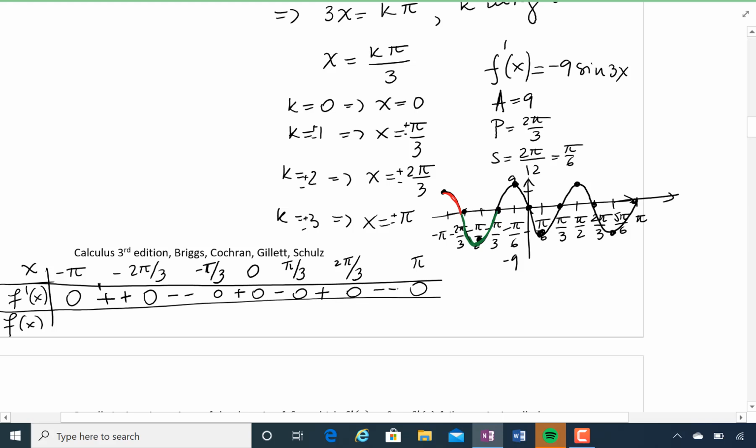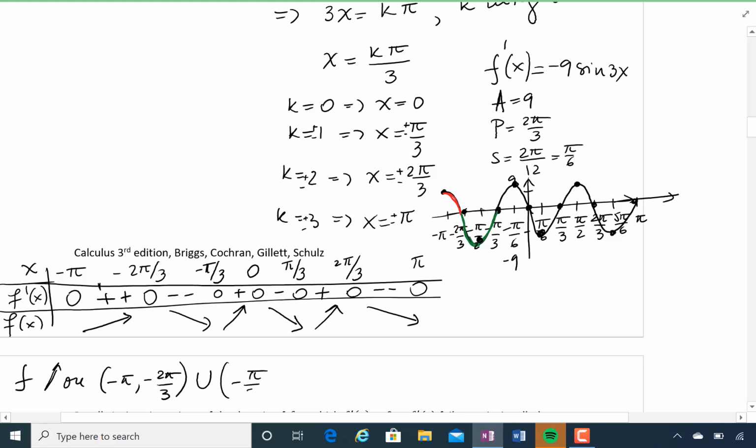So basically what this is telling us is the function f is increasing on negative pi, negative 2 pi over 3. Then it's decreasing, and then it's increasing again, decreasing, increasing, decreasing. So it's increasing on this interval, union negative pi over 3, 0, and then union pi over 3, 2 pi over 3. You see how it's connected, it's increasing here, so plus.